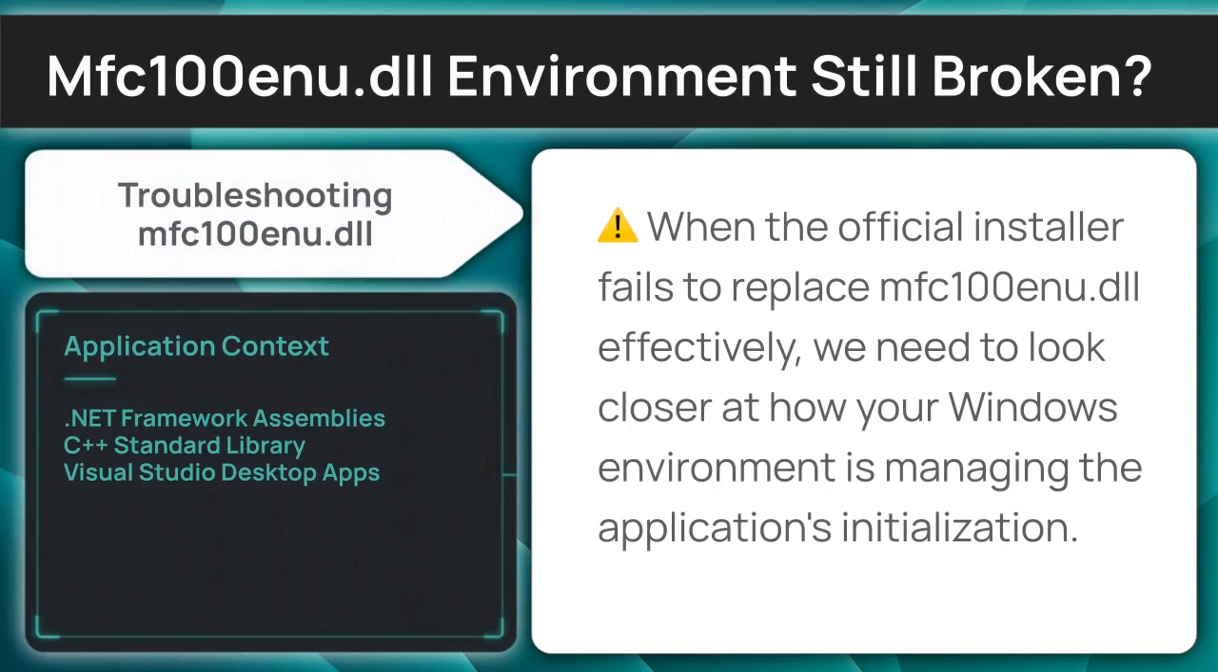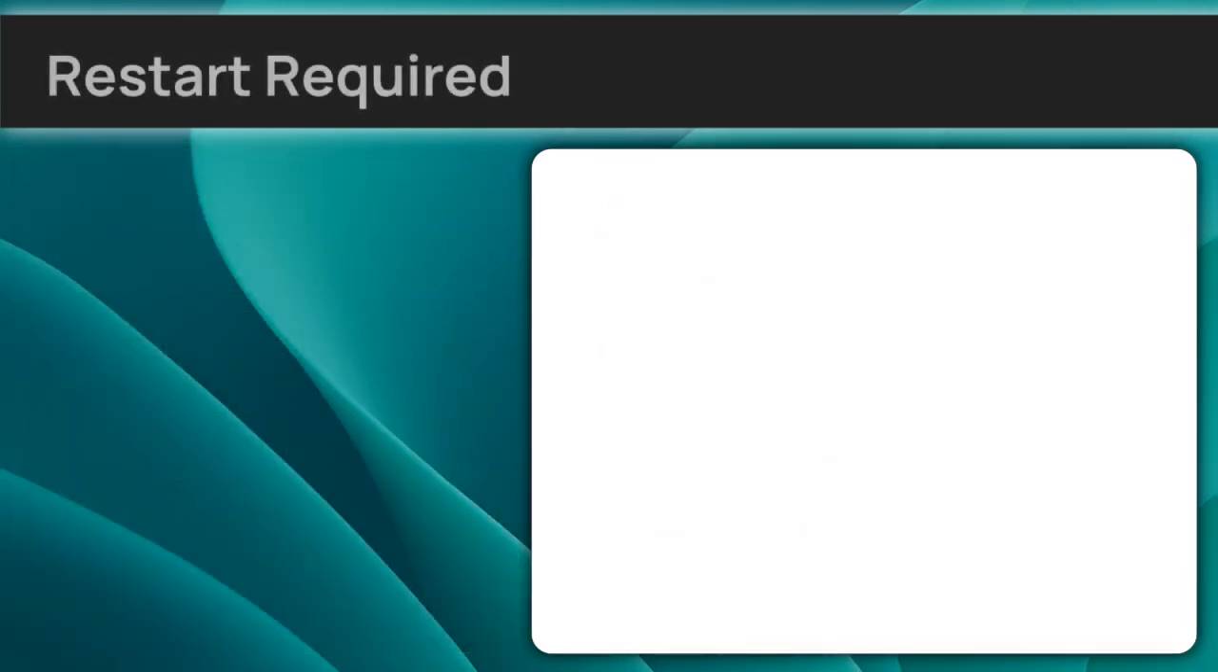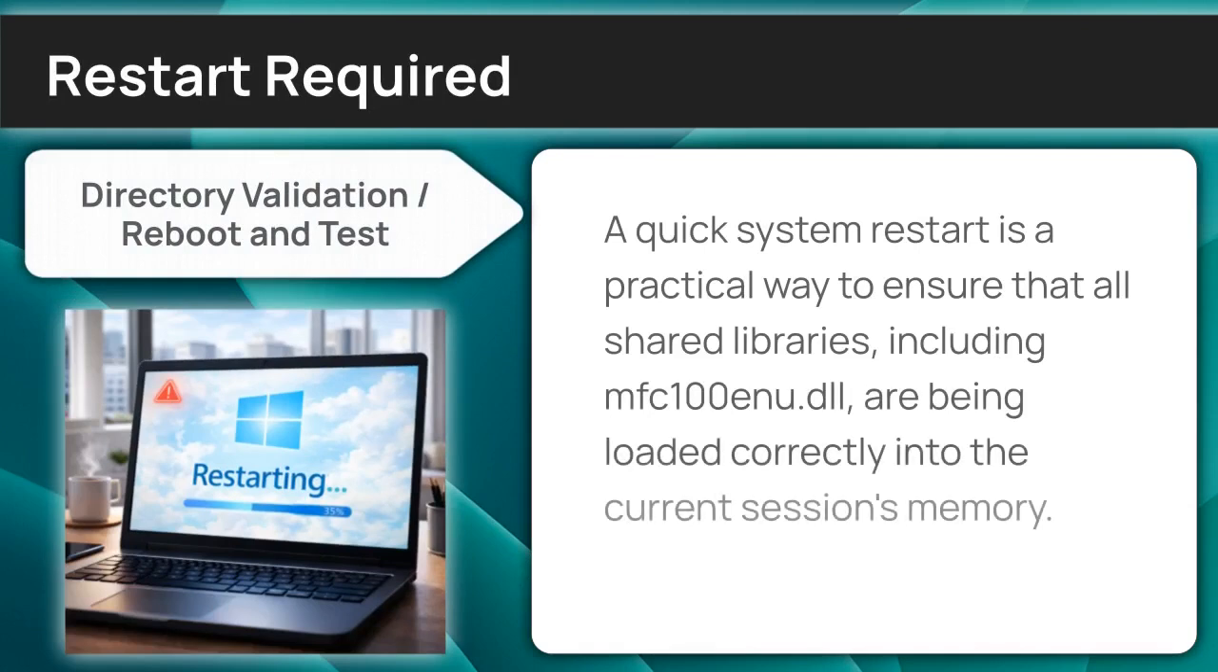Should the reinstallation fall short, the next step in our protocol is to validate the integrity of your system's startup environment. A full system restart clears the temporary memory cache and allows Windows to attempt a fresh initialization of all required libraries, including Microsoft Foundation Class 100 English Library.